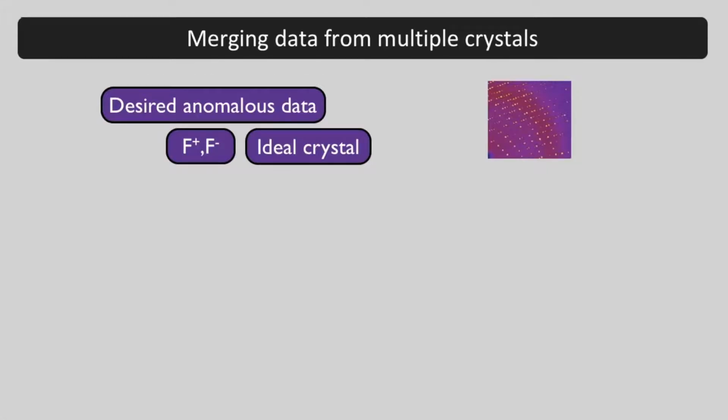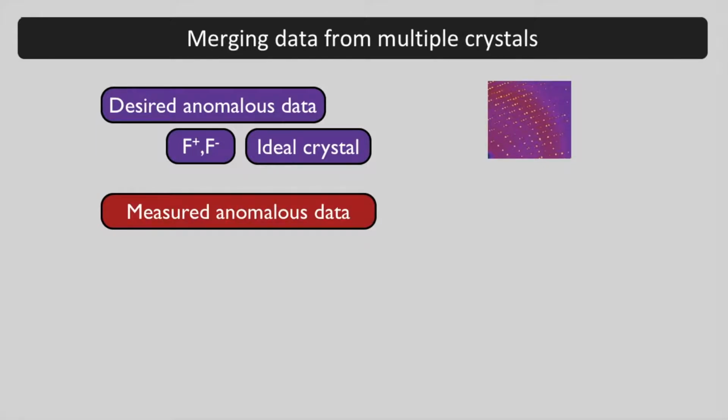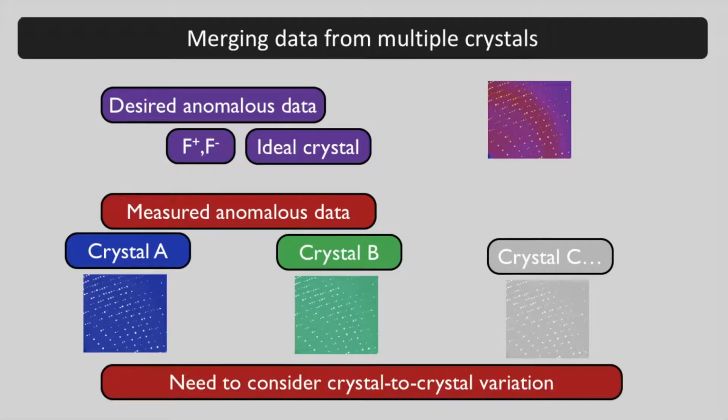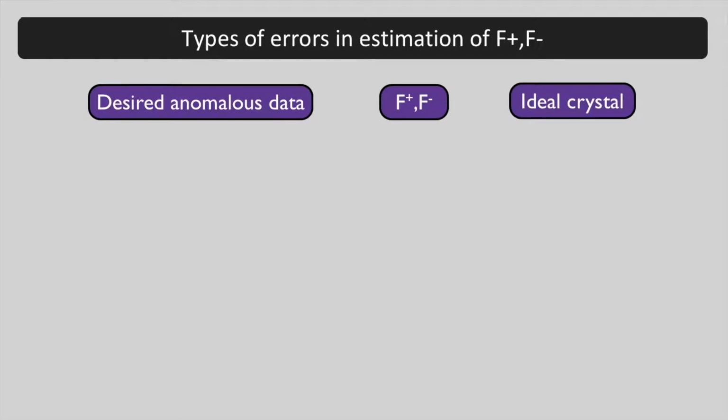Now let's look at merging data obtained from several crystals. We want the anomalous data corresponding to an ideal crystal. We will use amplitudes F instead of intensities I, as that is what Scale and Merge uses. What we have is data measured from several real crystals. To optimally combine these data, we need to keep in mind that these crystals are actually different and consider the crystal-to-crystal variation.